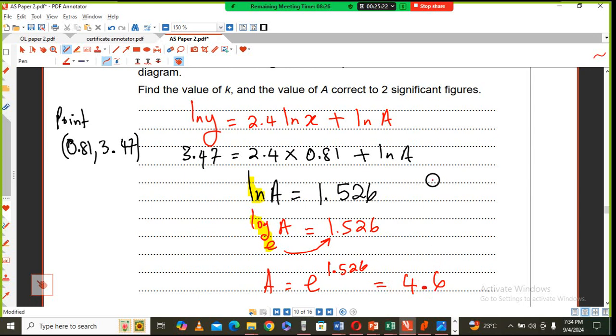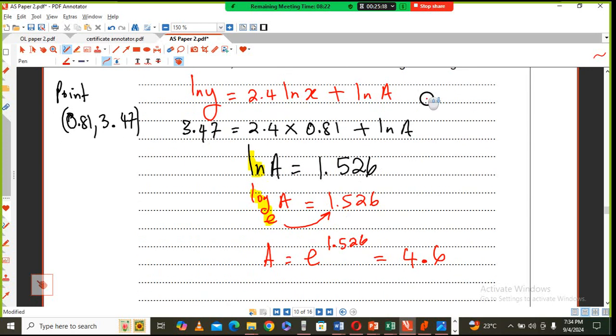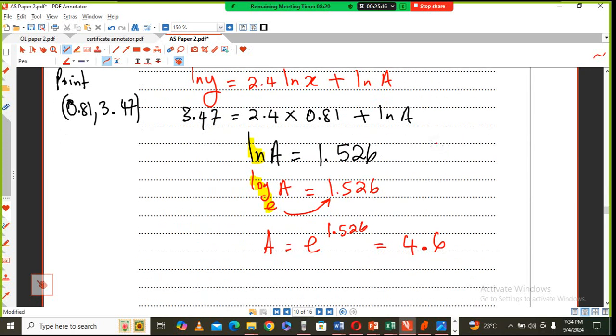They are saying find the value of K and the value of A correct to two significant figures. So the value of A, I think the answer is already to two significant figures anyway. K was 2.4 and A is 4.6. So very important that you realize that those answers must be numbers.